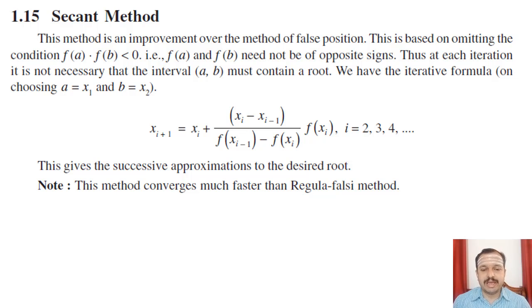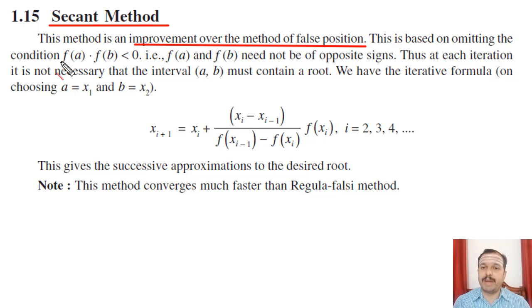This method is an improvement over the method of false position. This is an important statement. What we studied in the previous session, the method of false position, the secant method which we are studying in this session is an improvement over that method. So how is it an improved form of the previous method? This is based on omitting a condition. See what new thing we find, what improvement we have made in this method compared to the earlier one.